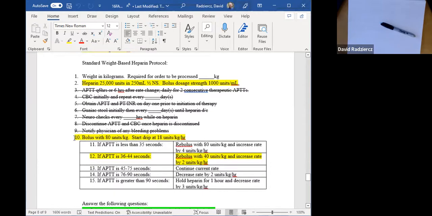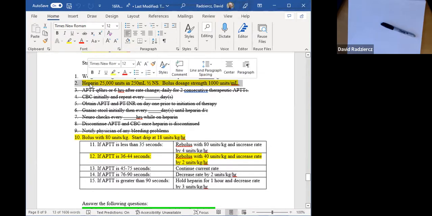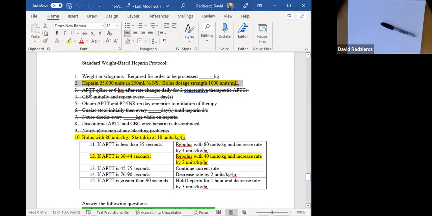Secondly, I'm also going to need to convert units to milliliters, and we're going to do that by looking at what we have available. So in step 2 of the protocol, it tells you that you have an IV bag, heparin 25,000 units, 250 milliliters, half normal saline, and then you have a bolus dose of 1,000 units per milliliter. Those are your availables. And then, like I said, these other things, steps 3 through 9, we can just ignore and cross out.